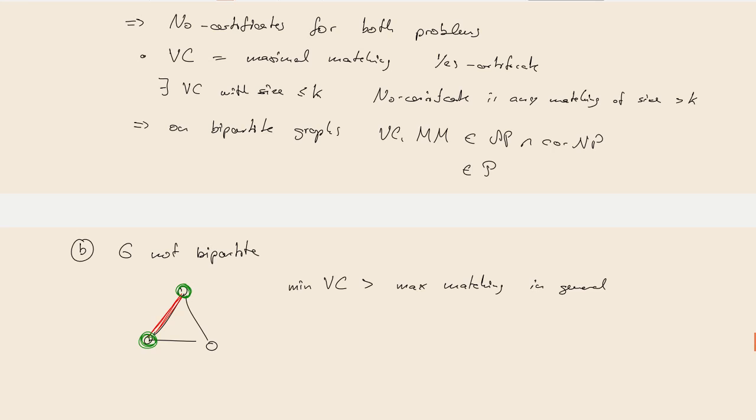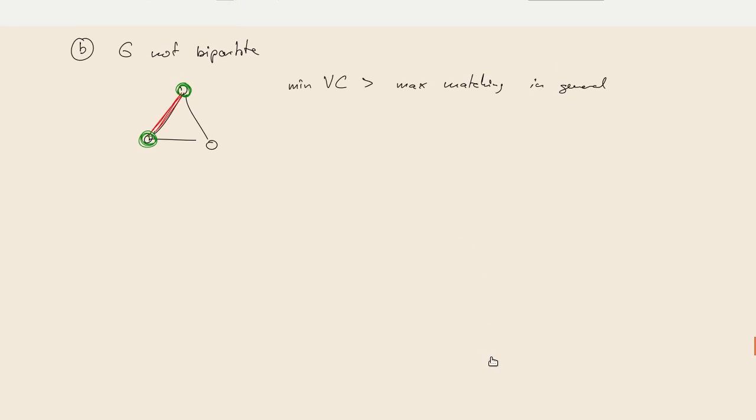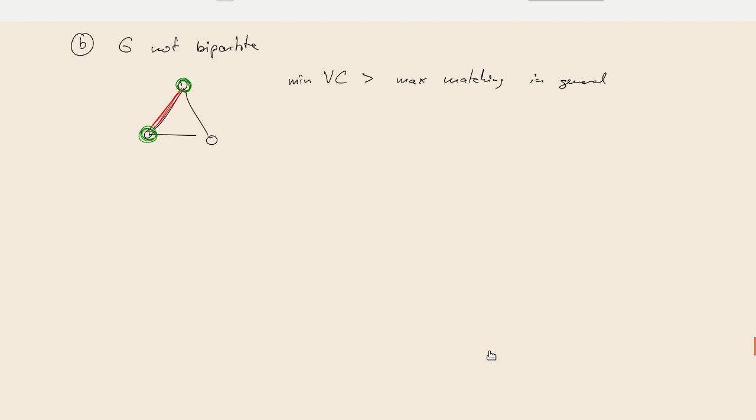Okay, that's the introductory example of a simple approximation algorithm. Next time we'll look at a combination of randomization and approximations which actually play well together. And then we'll see a few more sophisticated examples of approximation algorithms.